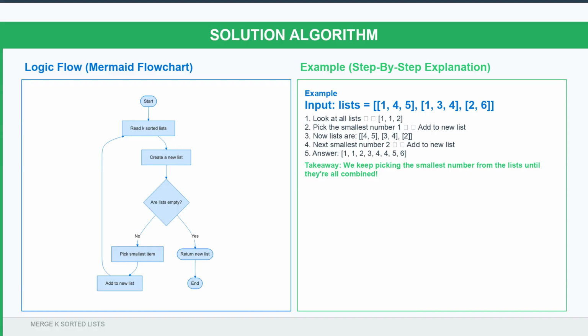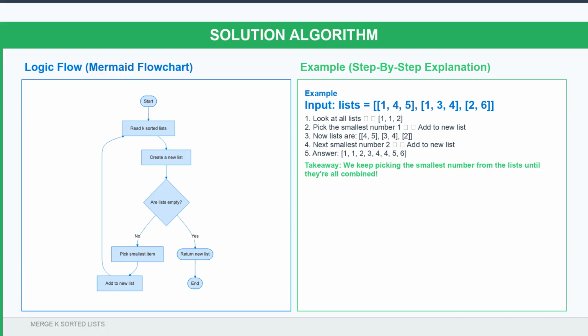Let's break down the steps to tackle this effectively. First, we need to understand our data structure. We have an array containing k linked lists, each of which is sorted. Each linked list node has a value and a pointer to the next node. Next, we initialize a min heap, or priority queue. This handy structure helps us efficiently retrieve the smallest element among the heads of the linked lists. By inserting the head of each list into the heap, we can always access the smallest current node quickly.